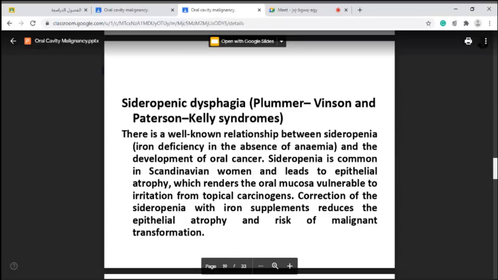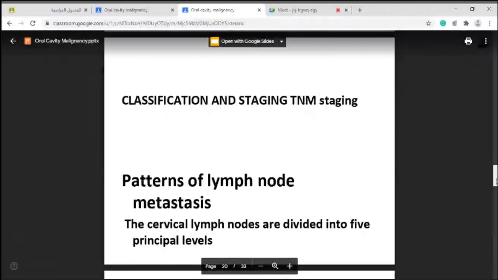So iron deficiency causing epithelial atrophy, and this makes the oral mucosa more vulnerable to irritation from topical carcinogens. In cases of classification and staging of oral malignancy, we use TNM staging. T is for the tumor, the size of the tumor, whether it is a mass or ulcer, the size or length of the ulcer. So this is the T for the tumor.